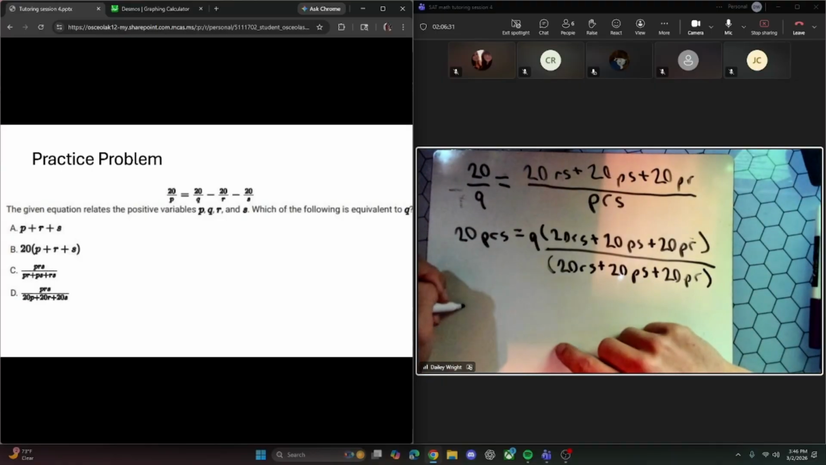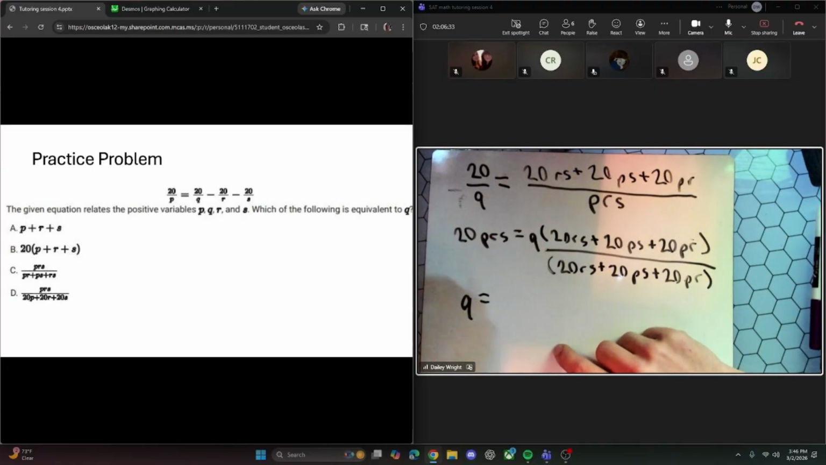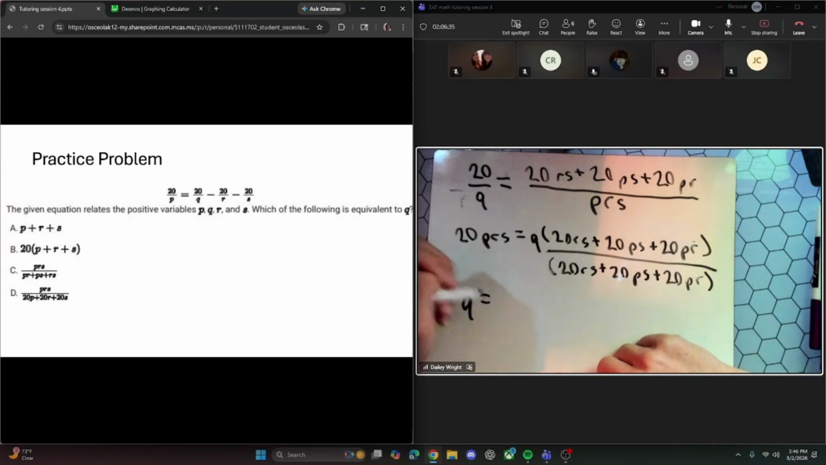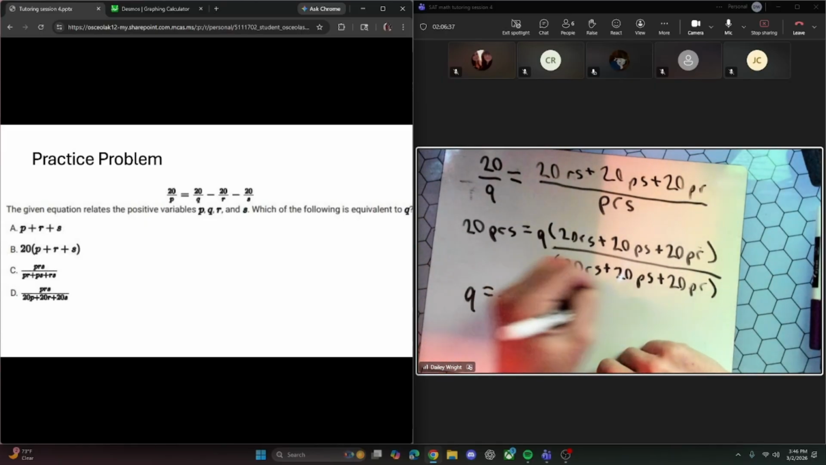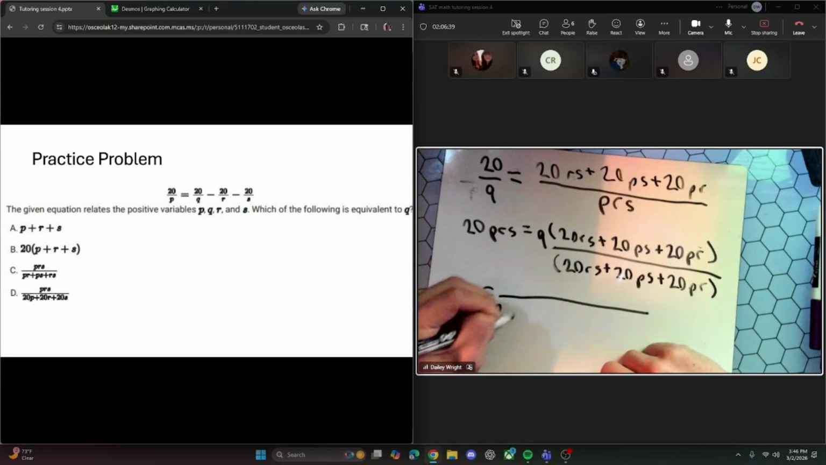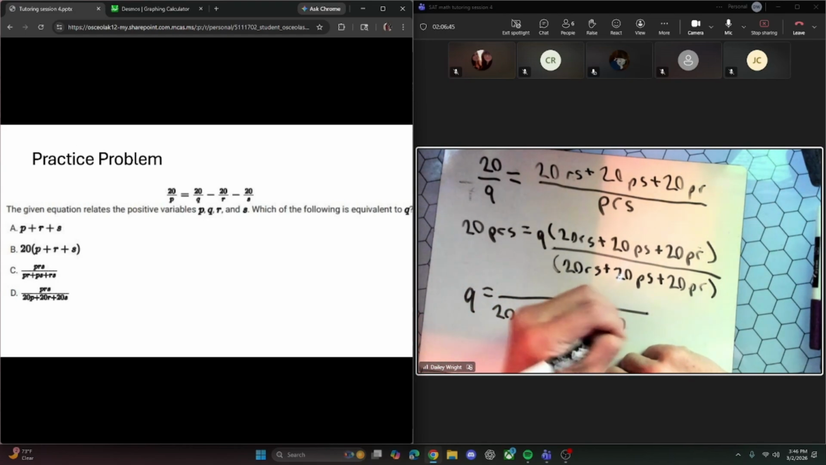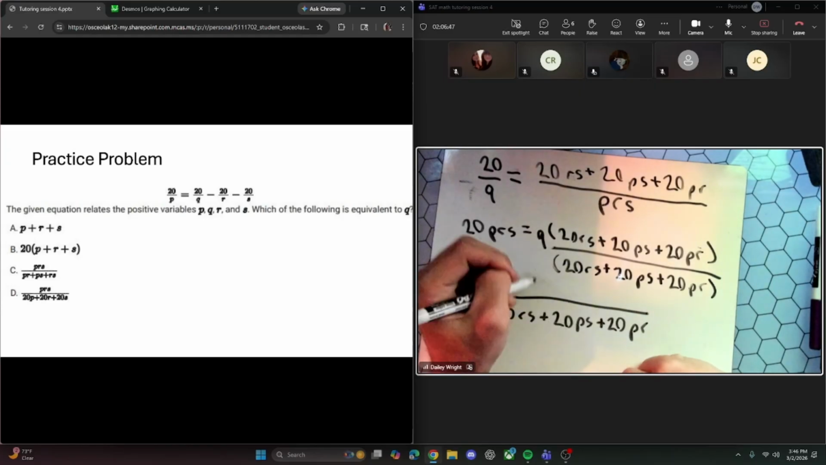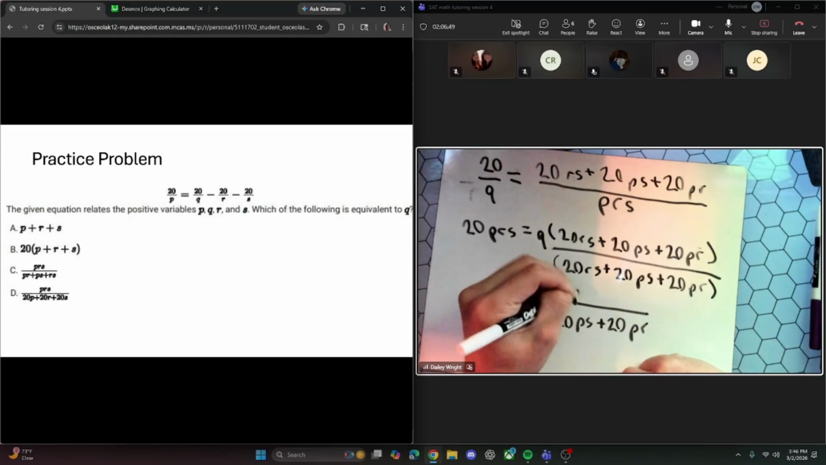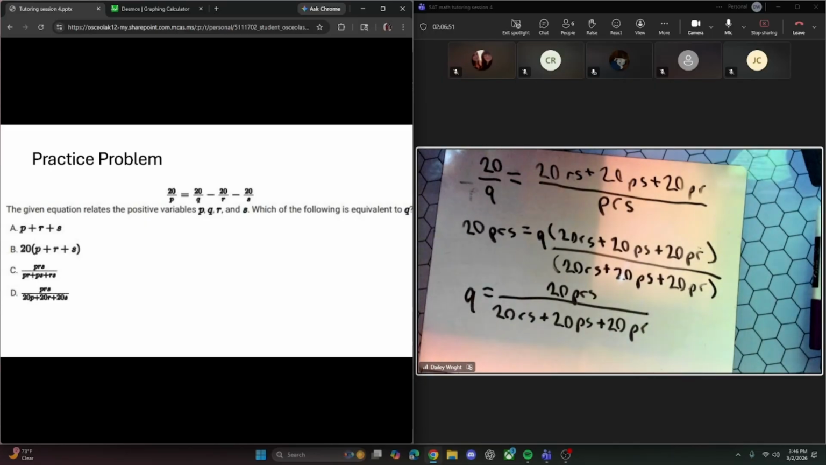And that'll get you the equation q equals, I'm going to write the bottom first because the bottom is much bigger, 20 RS plus 20 PS plus 20 PR all over 20 PRS. Now I got q by itself. Perfect.